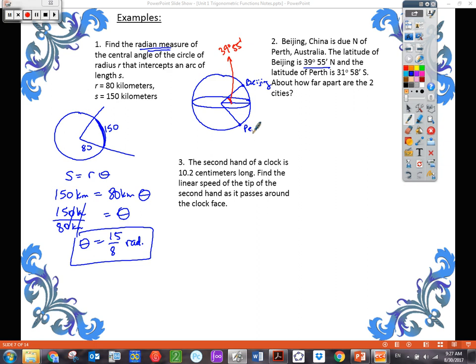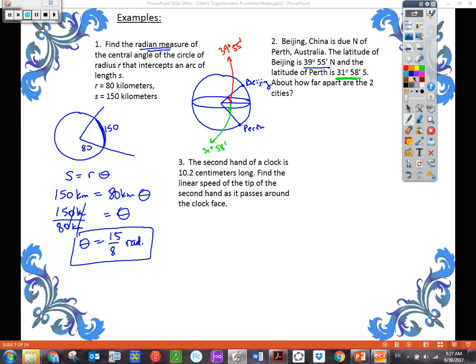So that's Perth, and its latitude is 31 degrees 58 minutes. So here we go, right there, 31 degrees 58 minutes. Okay, so now let's see what they want. About how far apart are those two cities?